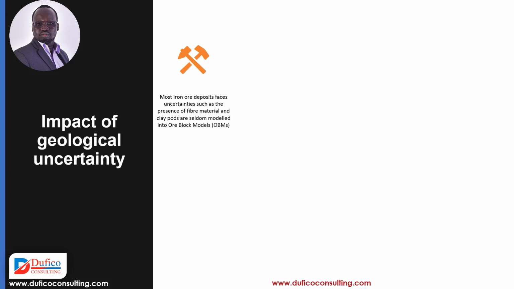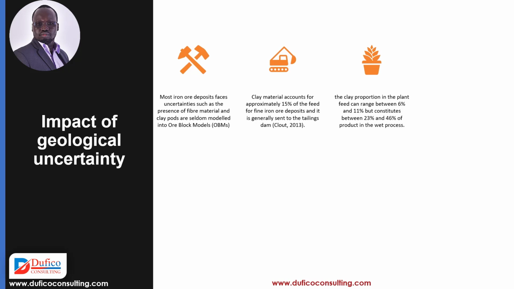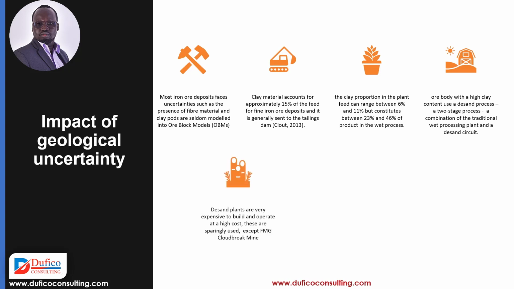When we apply this to iron ore, in Western Australia in particular, a lot of deposits come with things like fiber and clay, which choke the processing plant. We have estimated, based on our research, that 46% of the feed is always made up of clay in the cyclone. And this clay is always processed using what we call a desliming process. But it is very expensive. Not many companies support it.